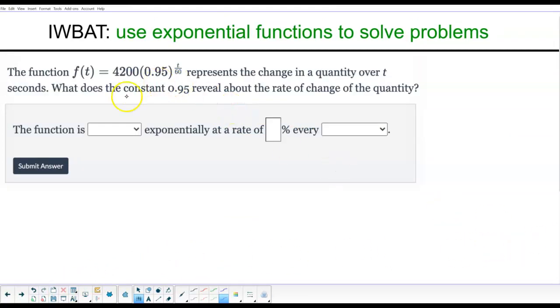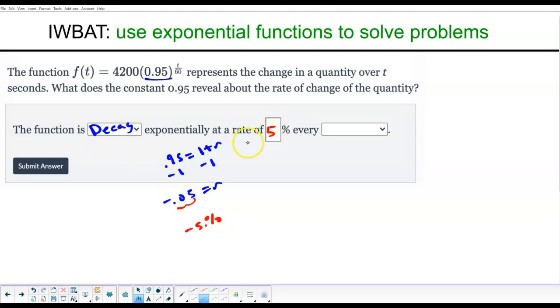All right, let's try one last one. So here you can see my growth factor is less than 1, so it's a decay. Exponential rate, we're going to go ahead and do 0.95 is equal to 1 plus r. We'll subtract 1, and you get negative 0.05. But then we have to turn that into a percent. So I get 5%. It's not negative, or we don't put the negative because of the decay.